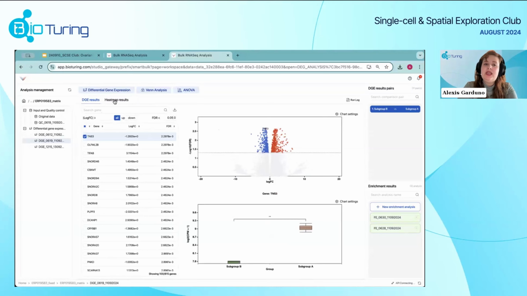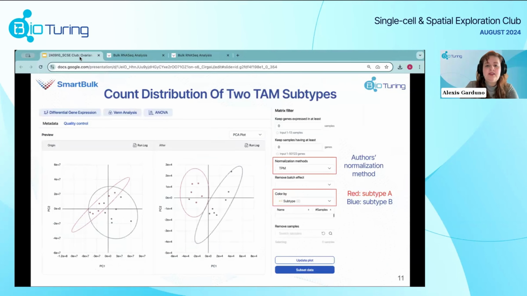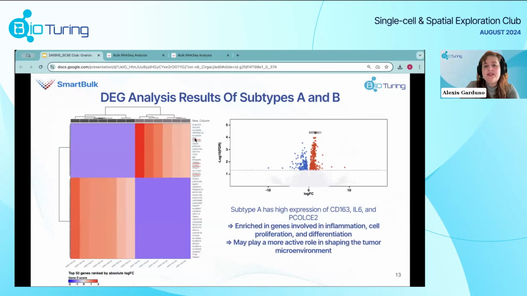And you can also generate a heat map result, which maps all of these differentially expressed genes across the groups. So in order to find those particular genes that are leading to these different subtypes of macrophages, I did prepare a slide here that highlights these specific genes that have a specific role in these different tumor microenvironments. So in this analysis, what we're able to see is that subgroup A is mainly characterized by high expression of IL-6, CD163, and PICO-LCE2. Subgroup B, on the other hand, is characterized by low expression of these genes.